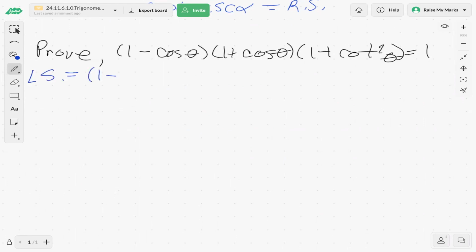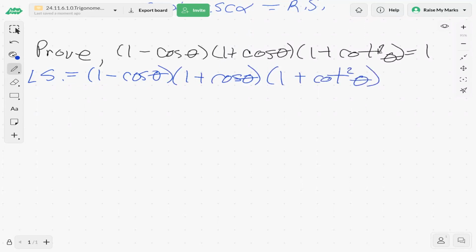So we have 1 minus cos theta times 1 plus cos theta times 1 plus cotangent squared theta. Let's see, how can we start here? All right, why don't we multiply everything out? Or at least the first 2 brackets. So this is actually a difference of squares. 1 minus cos squared theta. That was easy.